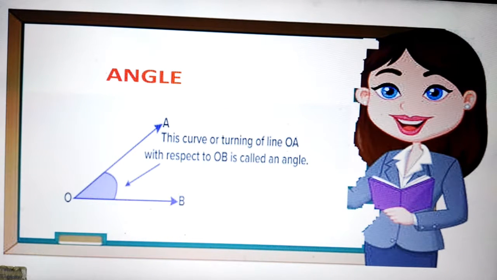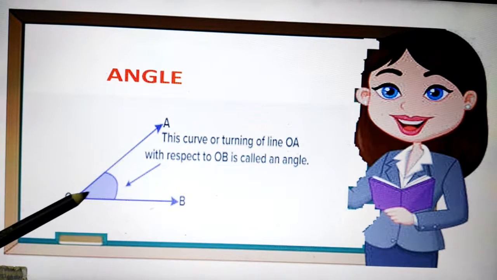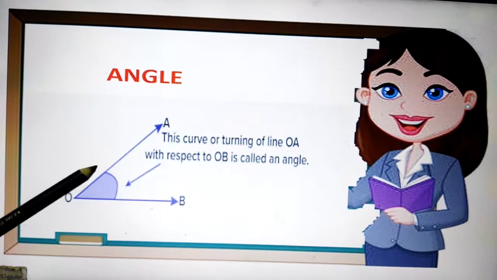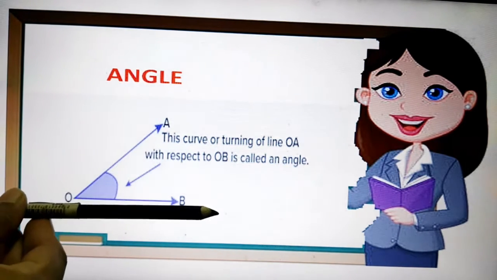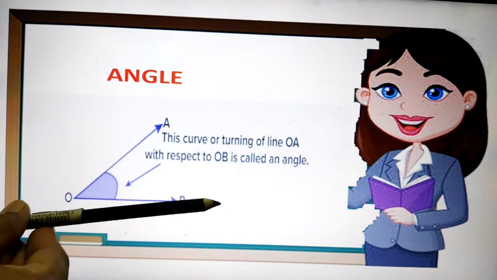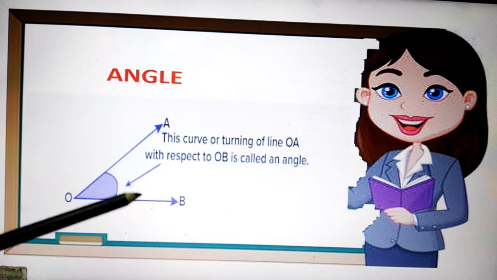Angle is a curve or turning of line OA with respect to OB, and it is called angle. This is the distance between these two lines. This is the turning of line A, how much OA rotates to OB. So this rotation, this turning with respect to OB is called angle.